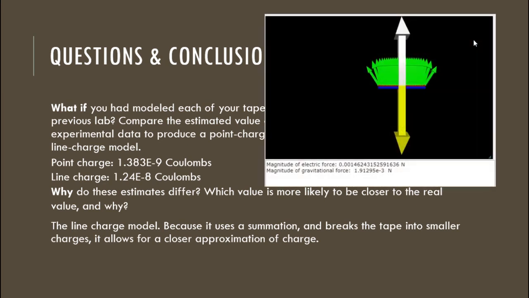As you can see, when I substituted our n value in our code for 30 and broke up the tape into 30 pieces, the magnitude of our electric force actually decreased, which means to make it equal to the magnitude of the gravitational force, this line charge Q value would need to be even larger.